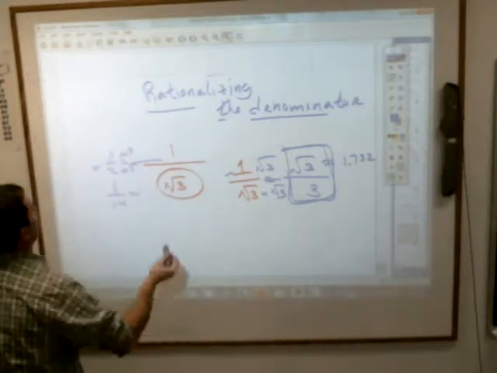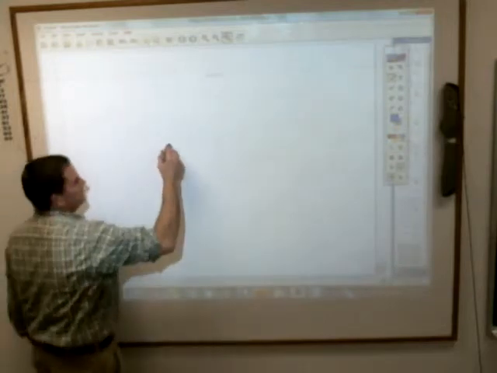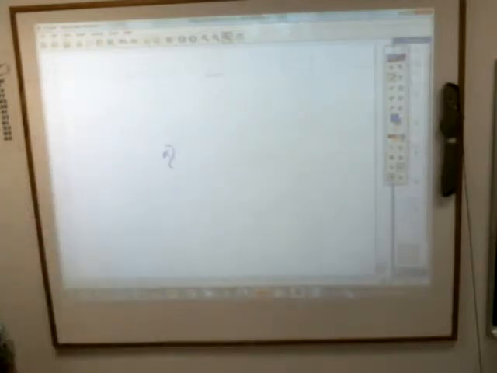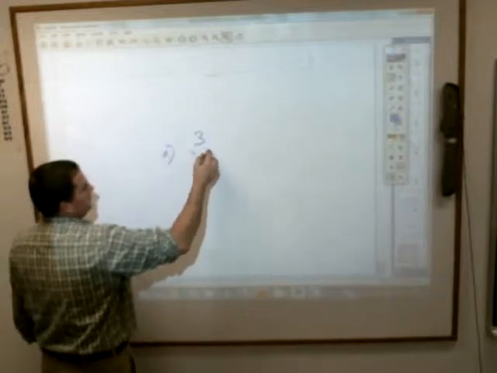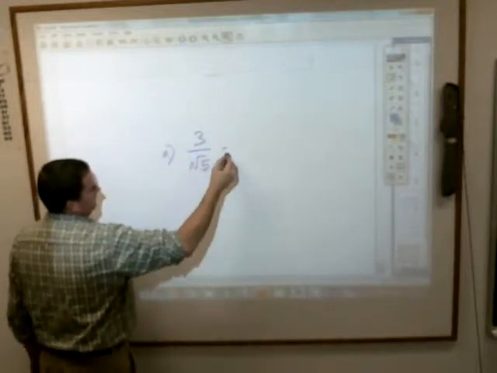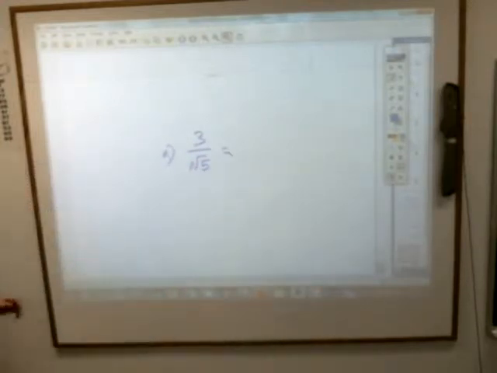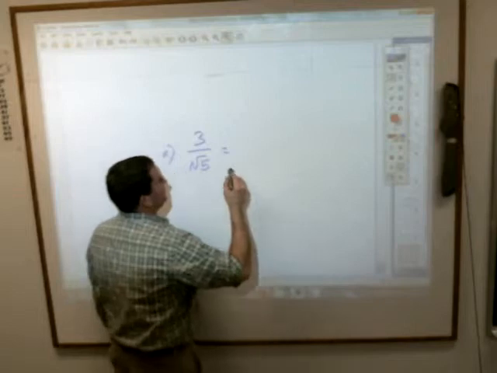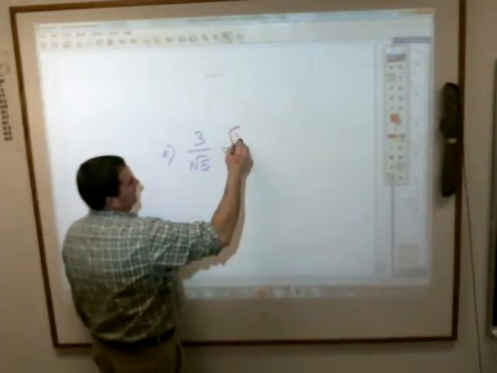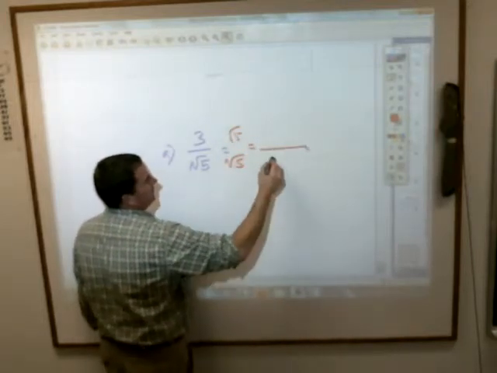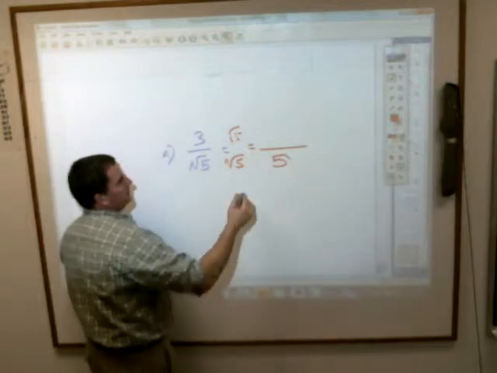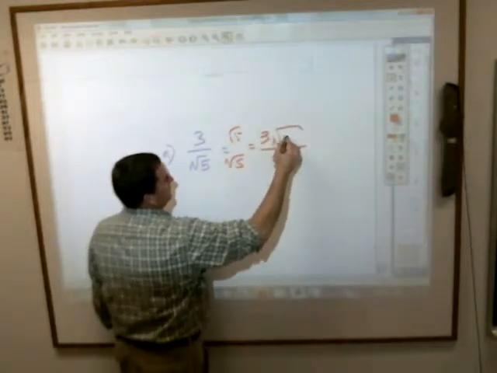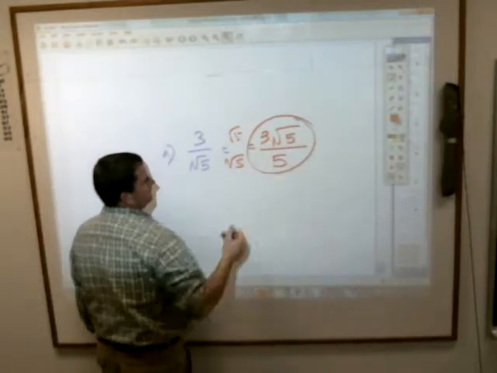So let's look at a couple problems they give us. And it's really an easy thing to do. Just multiply the top and the bottom by the same little thing. 3 over the square root of 5 would end up being what? I'm going to multiply top and bottom by the square root of 5. And when you do that, you get 5 on the bottom, and on top you get 3 times the square root of 5.